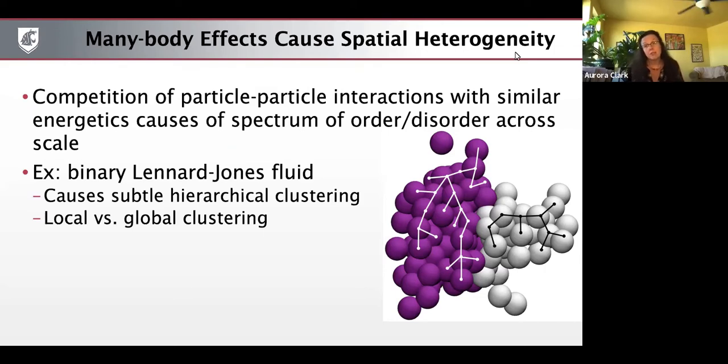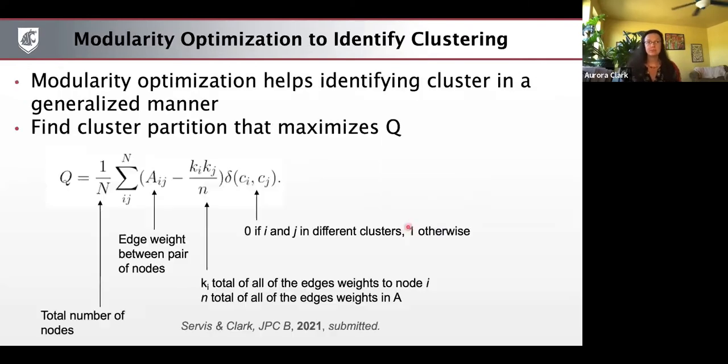We take a graph theoretical perspective and make graphs of our particle-particle interactions, and we want to understand this hierarchical organization. The tool that we use to do this is modularity optimization, which helps us identify clusters in a generalized and multi-scale manner. Unfortunately, there's a reference missing here. There's a really important reference from 2008, which I can dig up for you. But if you just Google modularity optimization, you will find it easily, because there's a very computationally efficient algorithm that was developed in 2008 for this purpose.